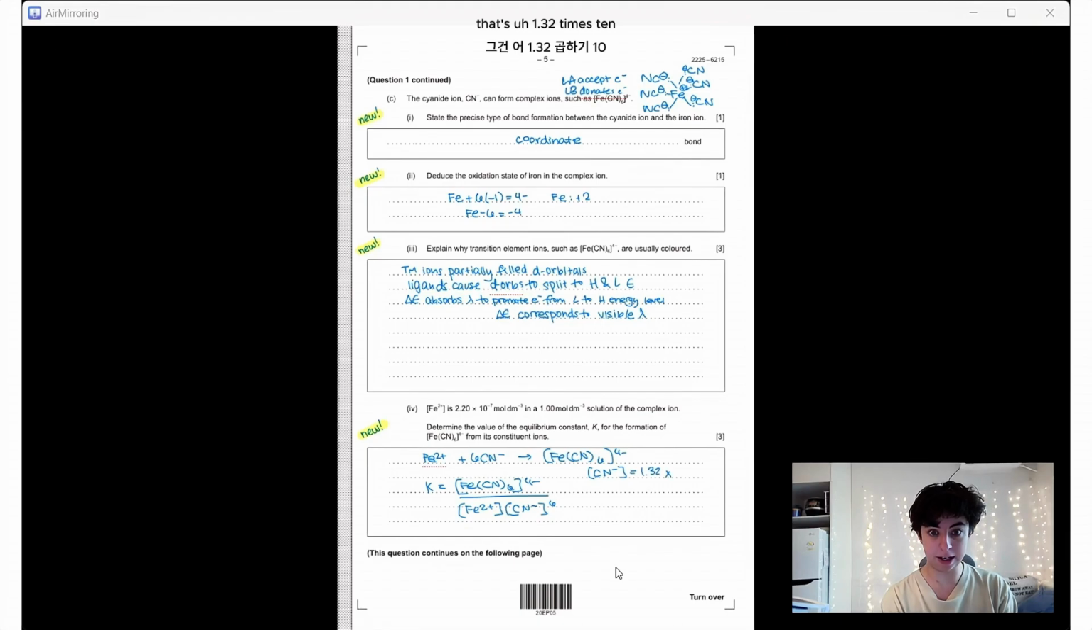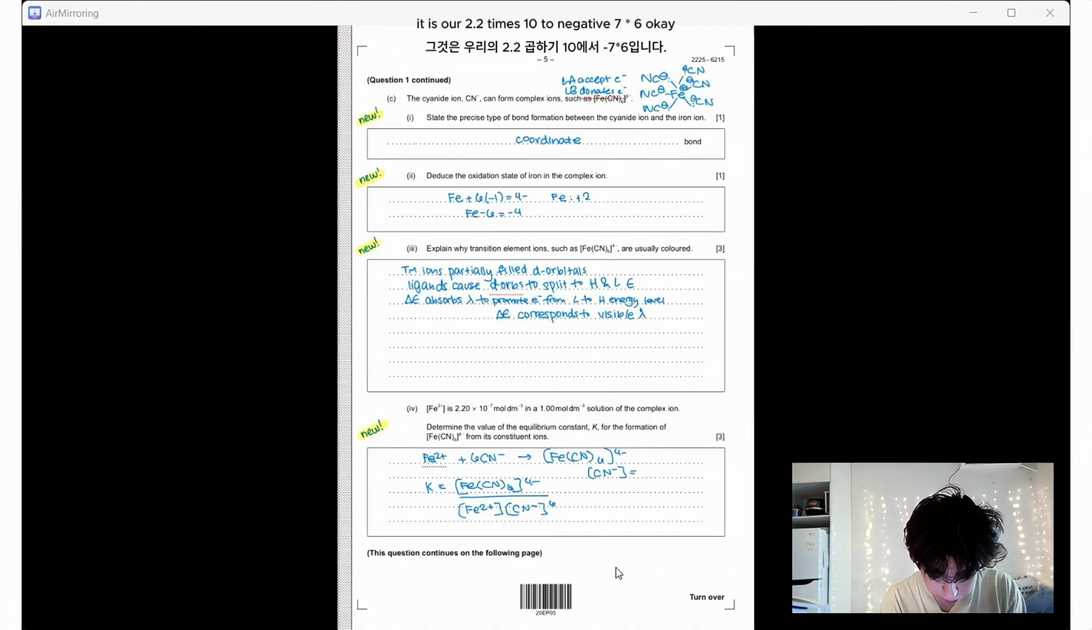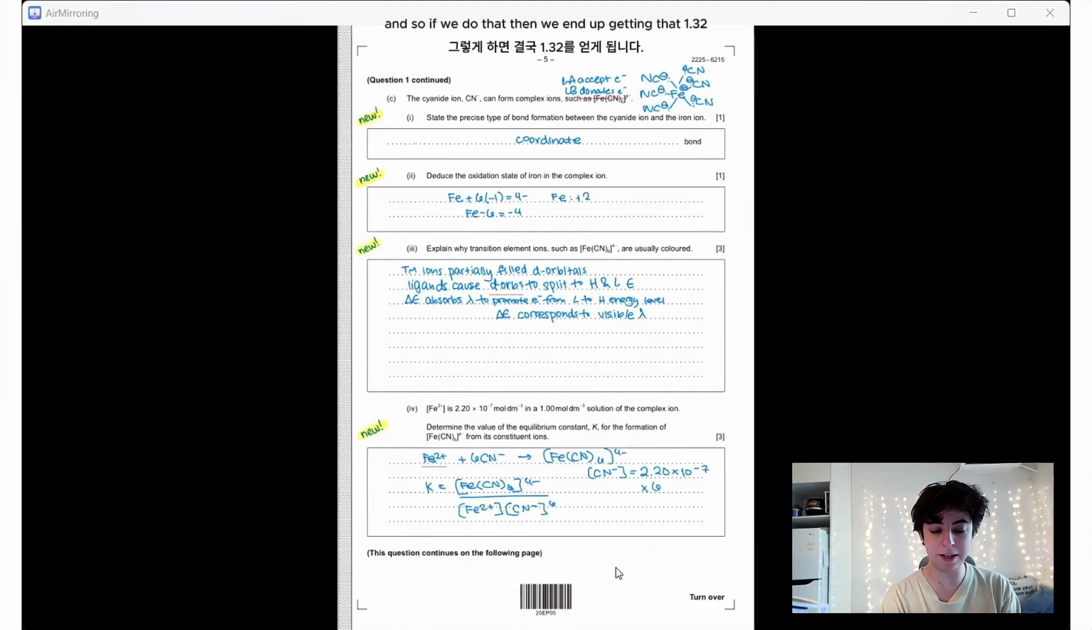Not 1.32, sorry, my bad. It is our 2.2 times 10 to the negative 7 times 6. And so if we do that, then we end up getting 1.32 times 10 to the negative 6.